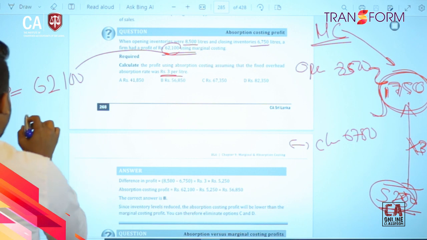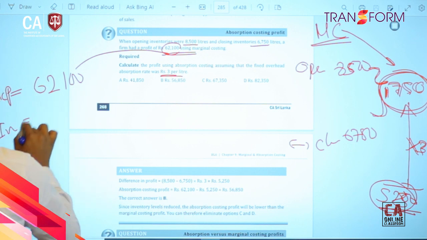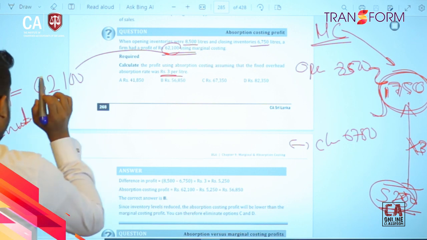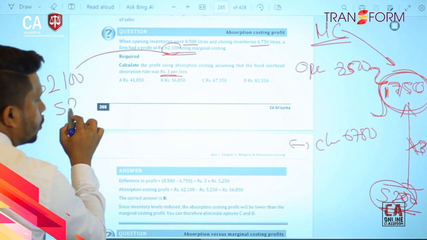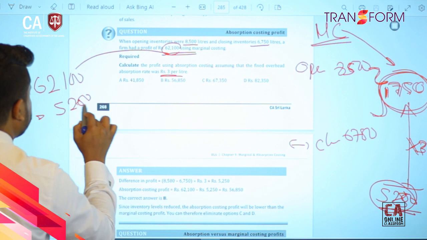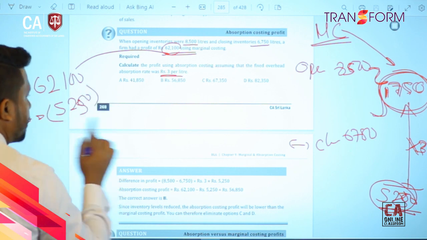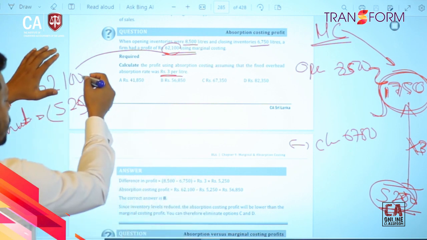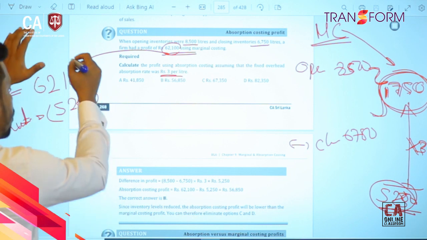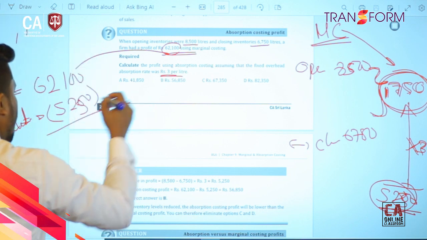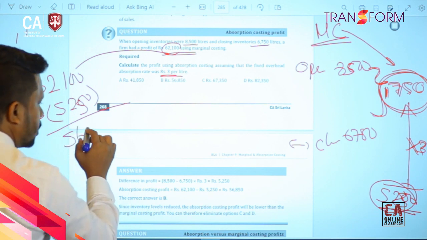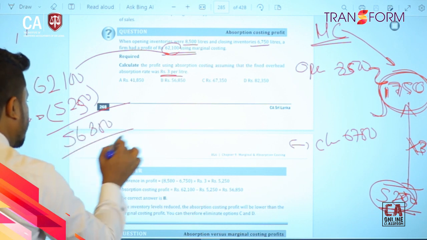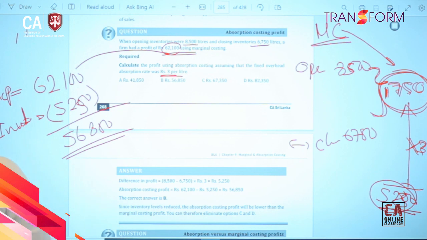Marginal cost profit, then inventory difference. Inventory difference is 5,250. That means in this profit you have not incorporated fixed cost. Now you are going to incorporate fixed cost for this, and finally you have the 56,850. This is the profit under the absorption costing.